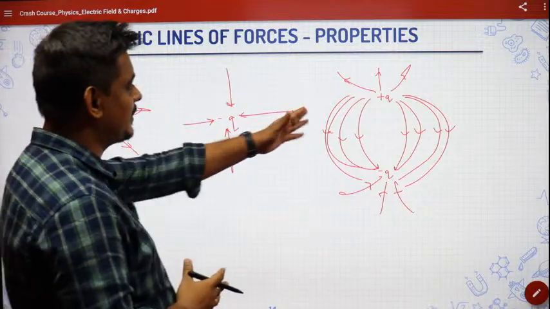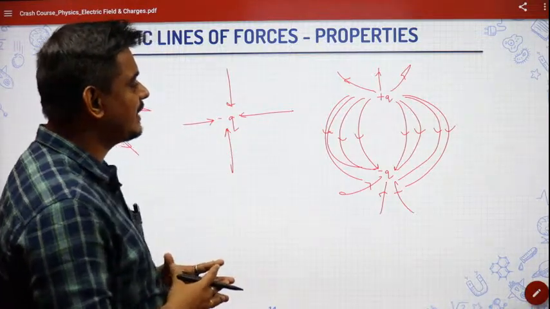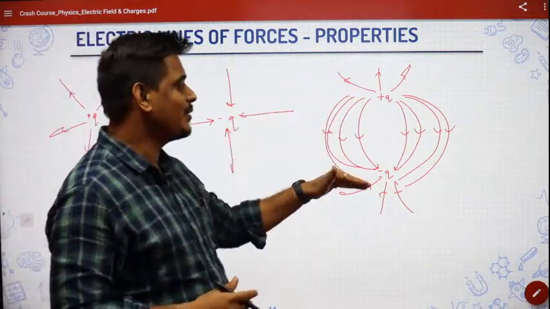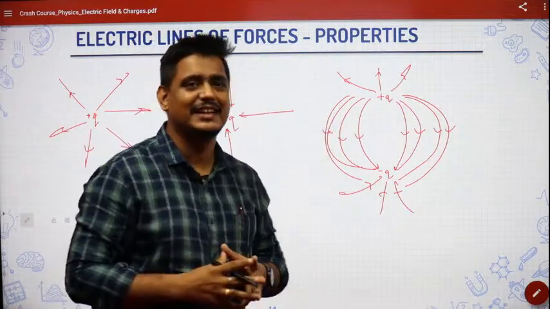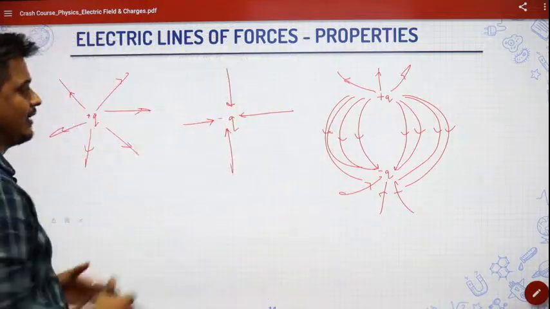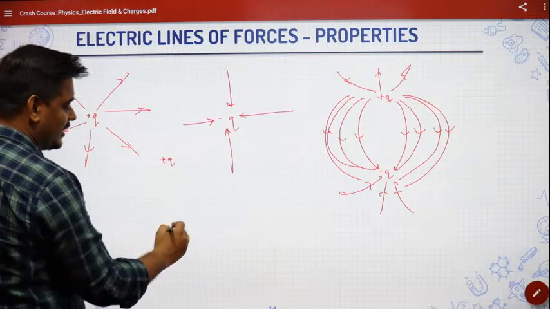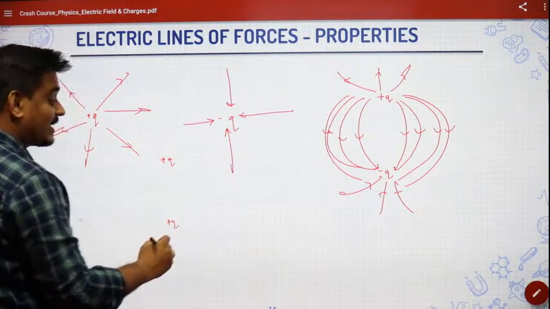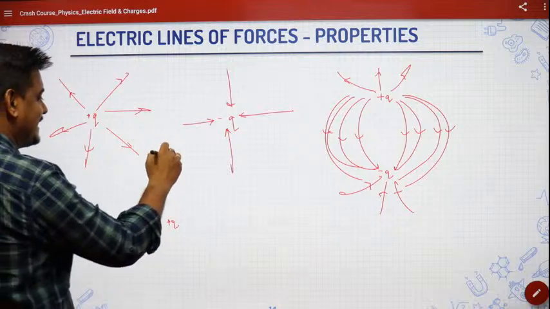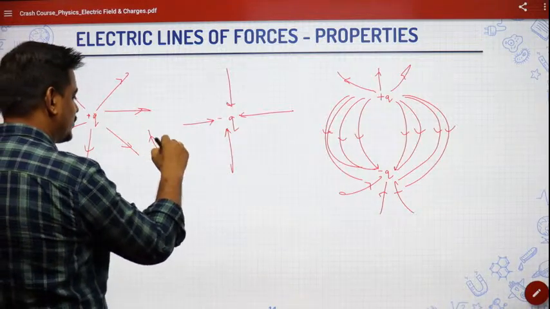Fine. So coming back to this question, if you see the electric lines of forces between this plus q and minus q, it is bulged in the inward direction, I mean laterally. If I have two charges, suppose here plus q and another charge plus q, which are repulsive in nature, you will see that their electric lines of forces would be like this.